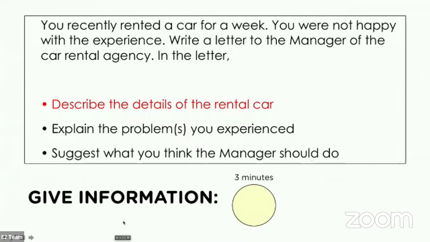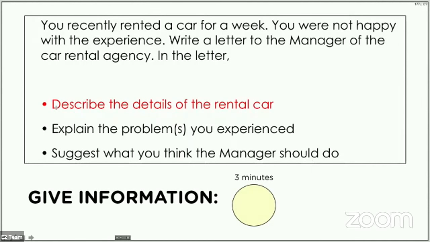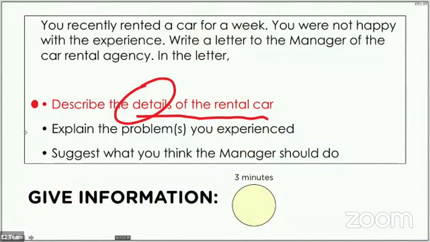Just before we look at this, I'm now describing the details of the rental car. So I want you to carry on for the reason for writing. I'm writing to express my disappointment. Now I want you to give details about the rental car. You need to be imaginative, okay? What was wrong with the rental car? Not what was wrong with it, because if we look at the second dot point here, you need to explain the problem. So let's not go there yet.